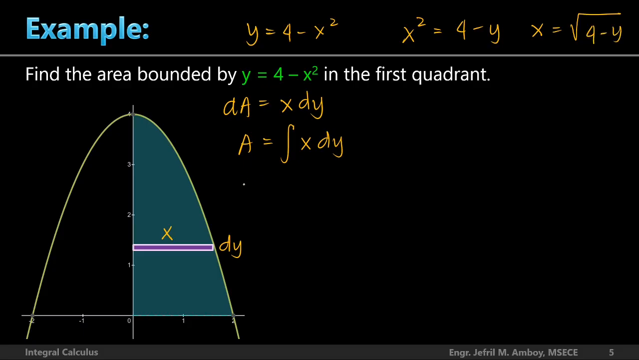Ayan na siya. Gamitin mo siya here. Yung x palitan mo ng square root of 4 minus y. And then dy. Okay? So, now, we need to indicate the limits. And remember, this is dy. So, the values of our limits must be values of y. Kanina ang ginamit natin from 0 to 2. Bakit? Kasi dx yon. Pero ngayon, hindi na.